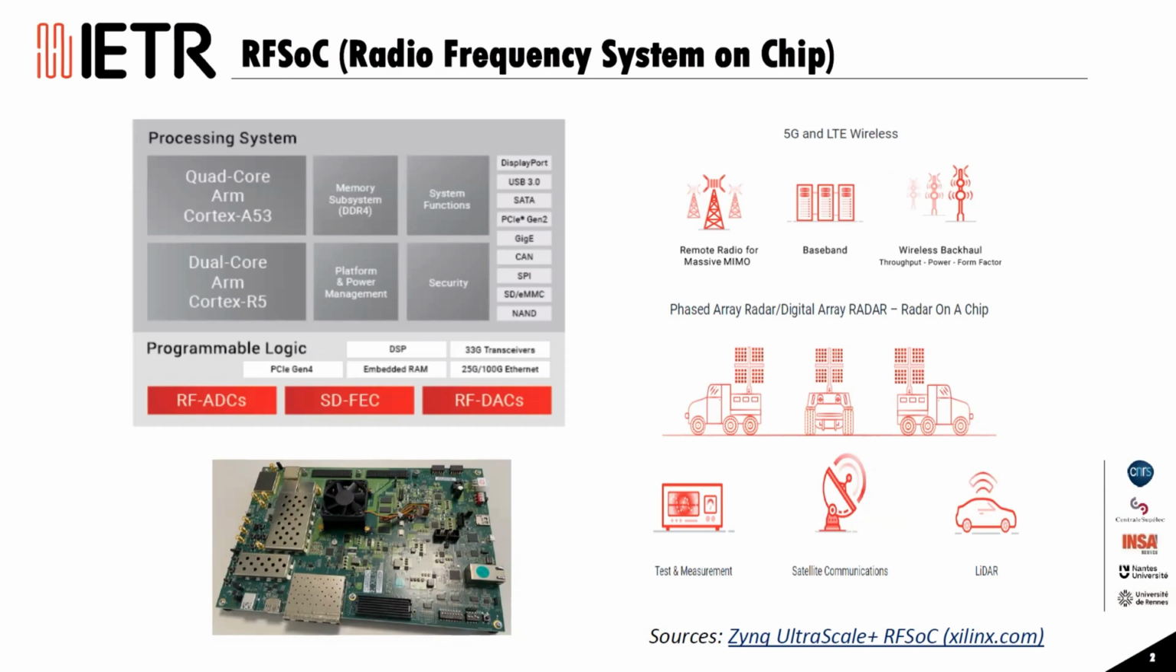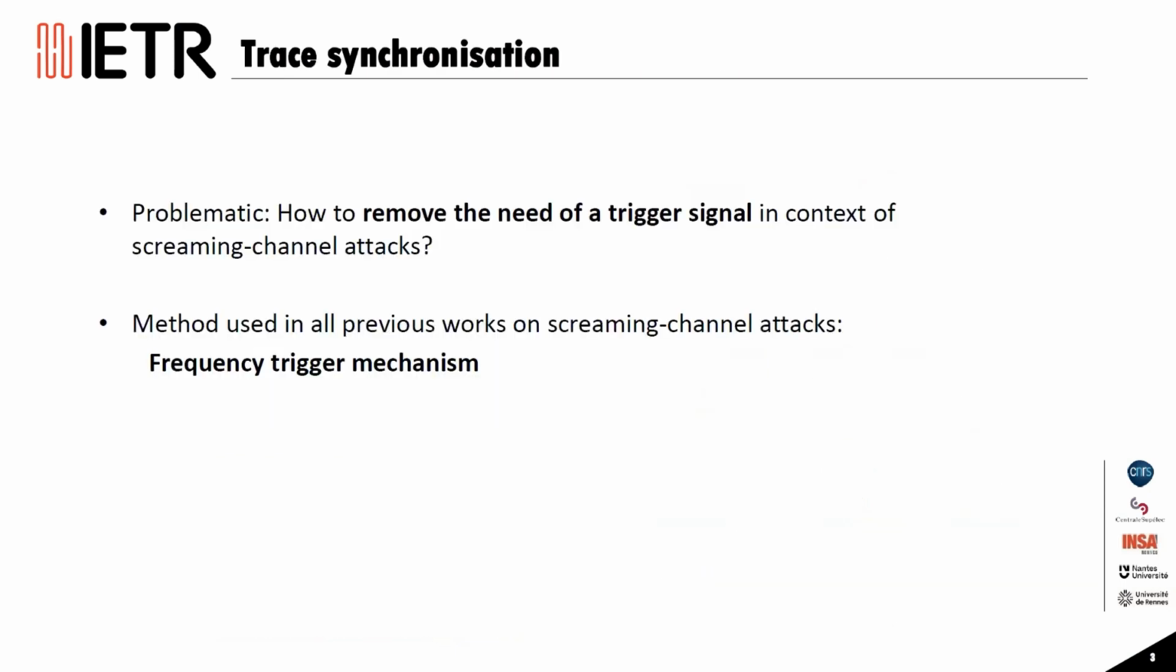But before reproducing the attack on this device, I first had to reproduce and handle the initial screaming channel attack. From there, we had some contributions. The first one is about trace synchronization, because when you perform a screaming channel attack, you want to be at a distance from the victim. So you do not want to link the victim and the attacker by a wire to transmit a trigger signal to indicate the start of the encryption.